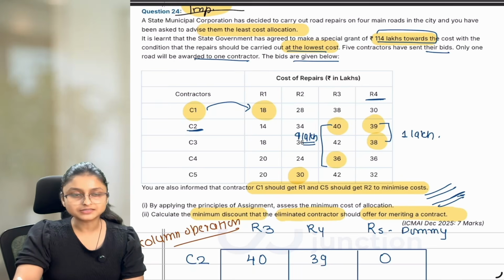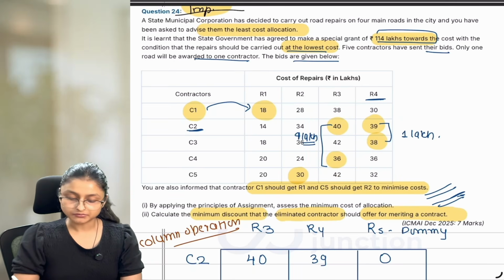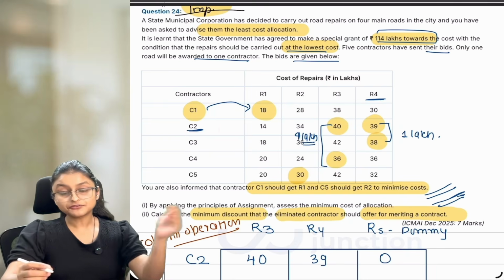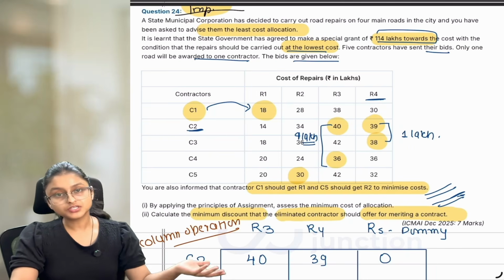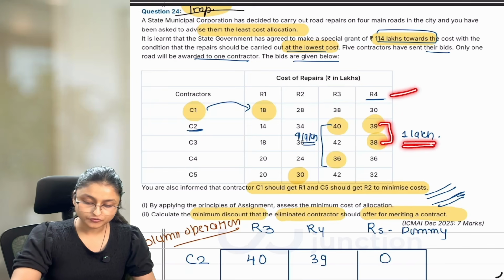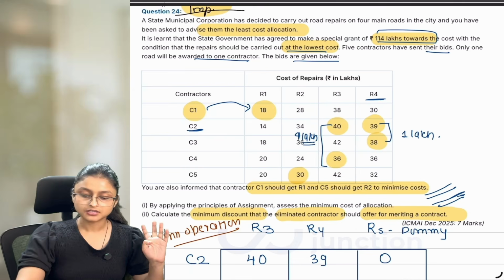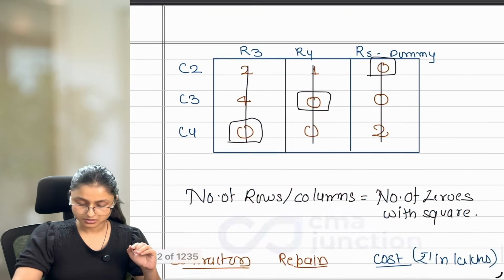So we are keeping it as it is, and we are making the changes only on the allocations which we have done. And we'll suggest to C2 that if he wants the allocation or if he wants to do the repair, he has to at least reduce 1 lakh cost if he wants R4, and he has to reduce the cost by 4 lakh if he wants R3. Okay? Let's write it down.